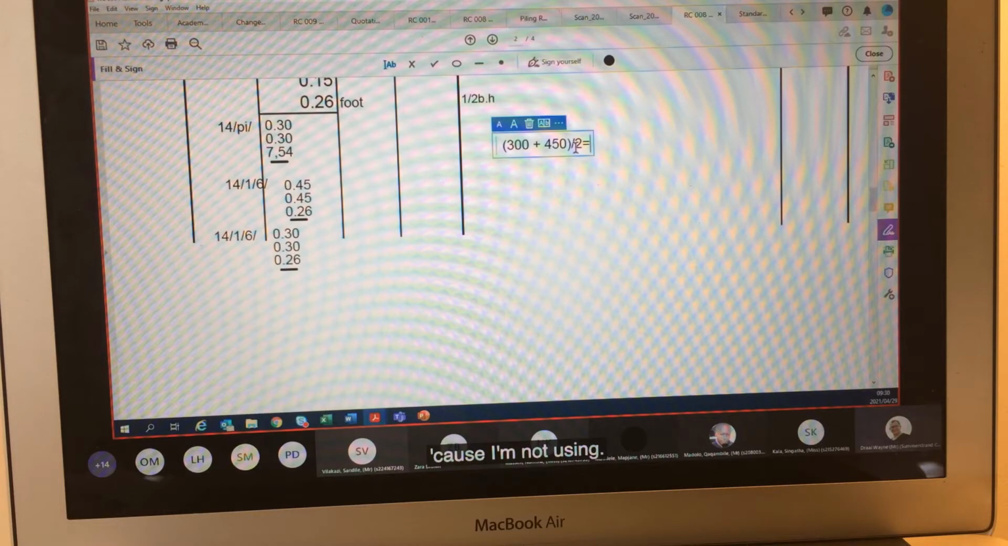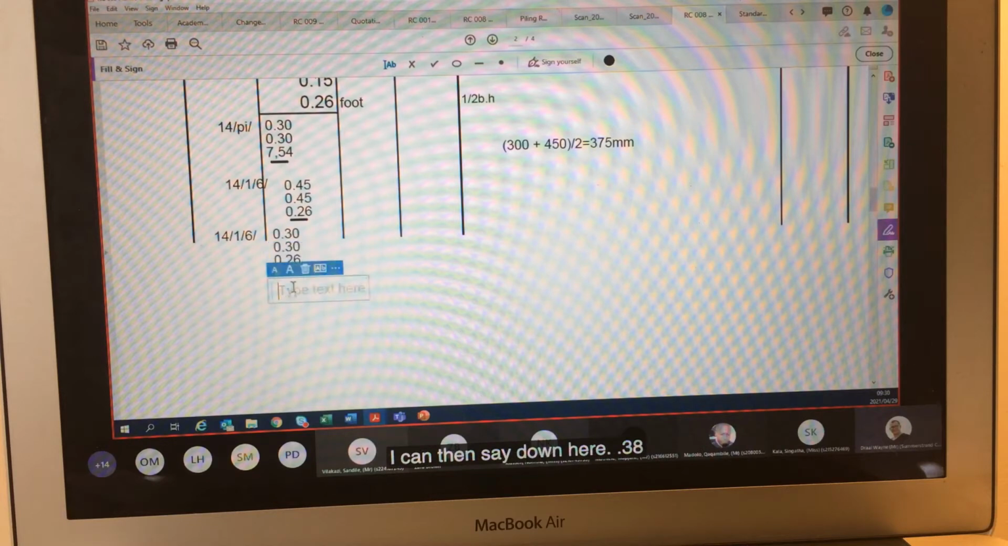Because I'm not using, or I could say 600 plus 900 gives me 1500, divided by 2 gives me 750, and the average of 750 divided by 2 gives me 375 millimeters. The 375 millimeters.